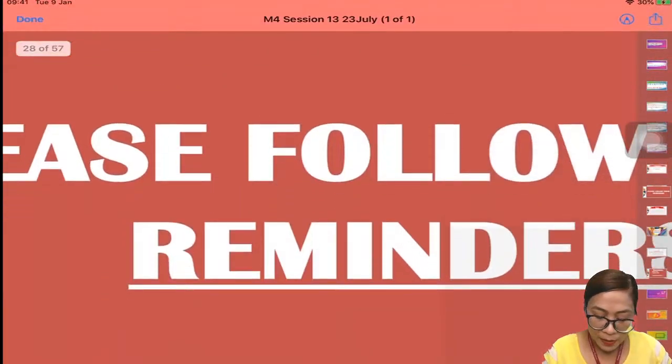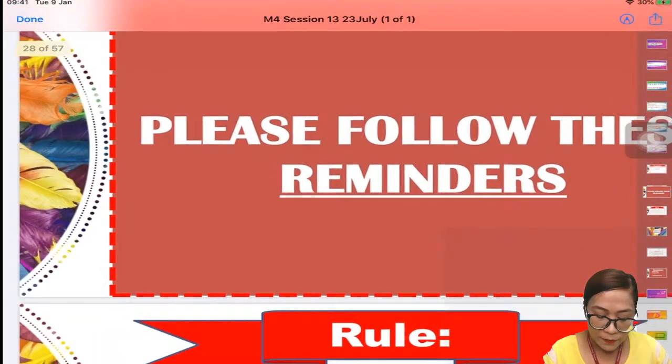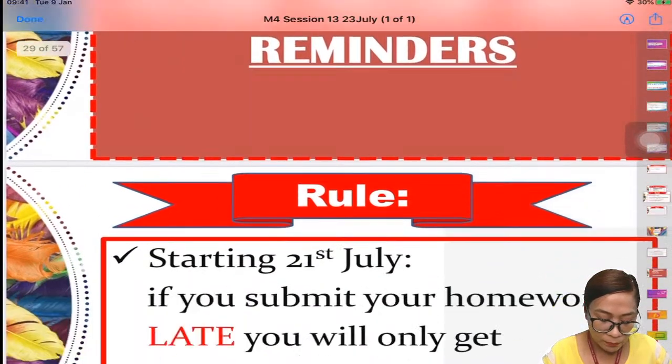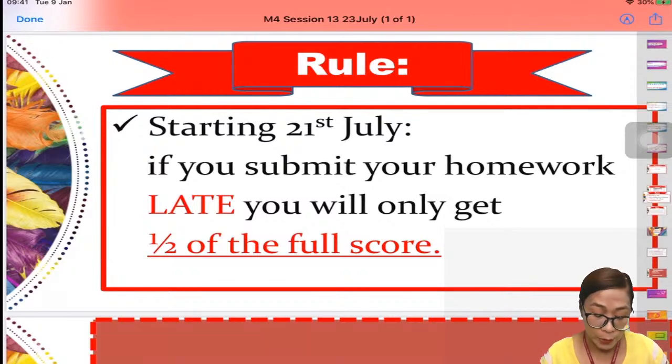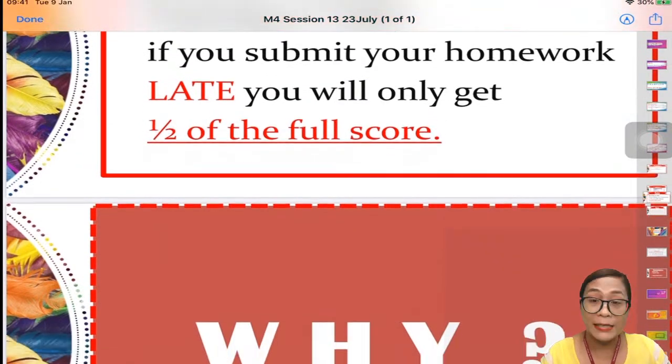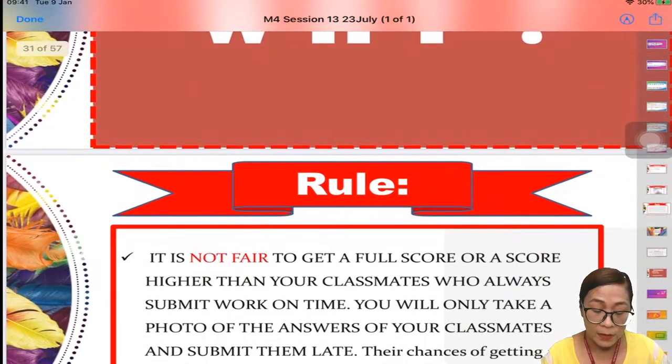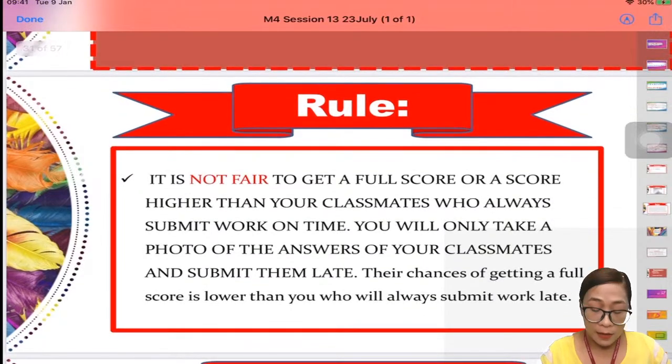Okay. And please follow the following reminders. Starting 21st July, if you submit your work late, you will only get half of the full score. Again, one half only of the full score. If the full score is 10, you will get only 5. And why is it? You look, students, it is not fair.